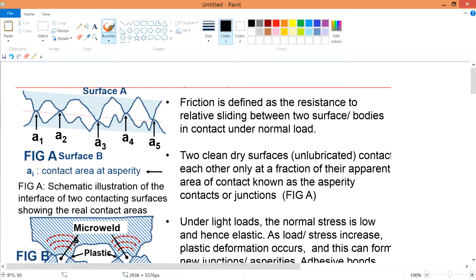So friction is defined as the resistance to sliding between two surfaces in contact under normal load. The normal load, I would believe, is the force acting downwards. For example, this is the surface, this is the object, and the normal load is this load acting onto the floor. Nonetheless, there will be a certain direction of movement here, but the normal load is the load that is normal to the surface.